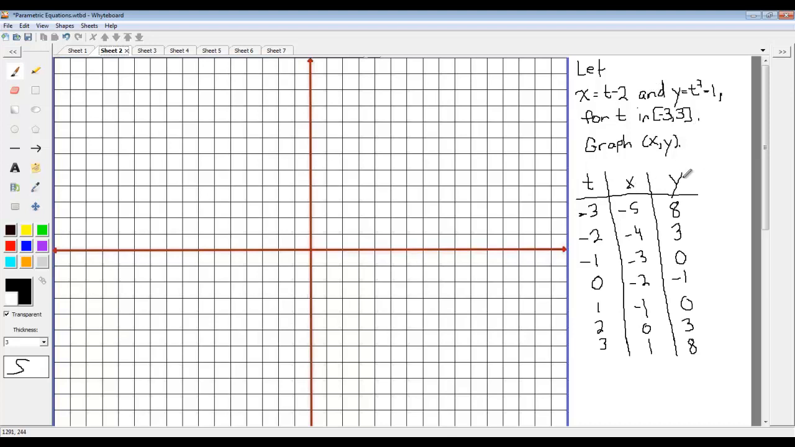Alright, first x, y ordered pair we've got is -5, 8. So -5, 1, 2, 3, 4, 5, and then go up 8. 1, 2, 3, 4, 5, 6, 7, 8. So we'll get right here. Then the next x, y ordered pair was -4, 3. So 1, 2, 3, 4, up 1, 2, 3. The next pair was -3, 0. Next one was -2, -1. Next one was -1, 0. Next one was 0, 3. And then 1, 8.